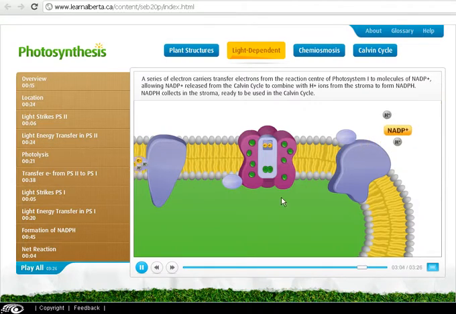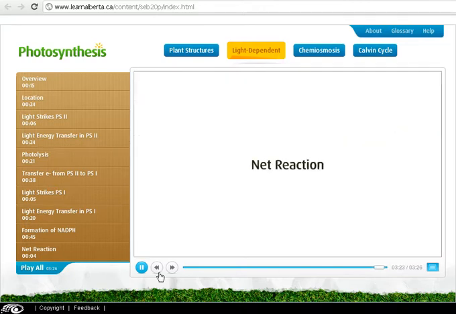And it's just going to continually happen because we continually have a feed of electrons coming in from that original splitting of water way back in photosystem 2. There's your NADPH being produced again. So that is your part of your light-dependent reaction.